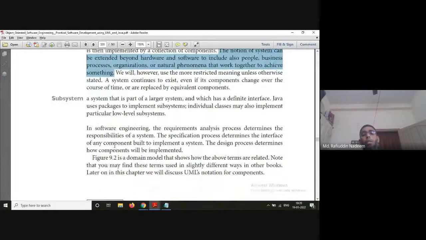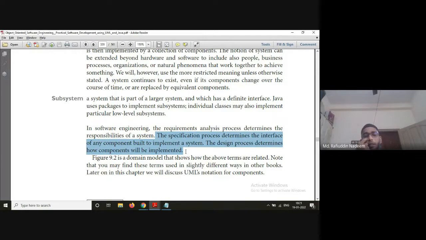In software engineering, the requirements analysis process determines the responsibilities of the system. This specification determines the interfaces of any component built to implement a system. The design process determines how the components will be implemented. So in the specification, you are telling what components are required to build up a system, and in the design process, you are telling how they are implemented. That is the difference between requirements gathering and designing.